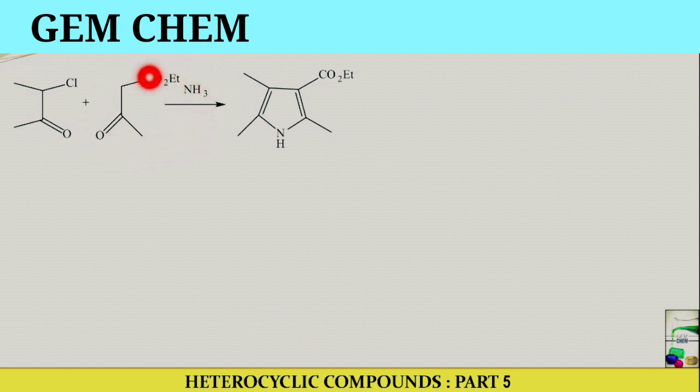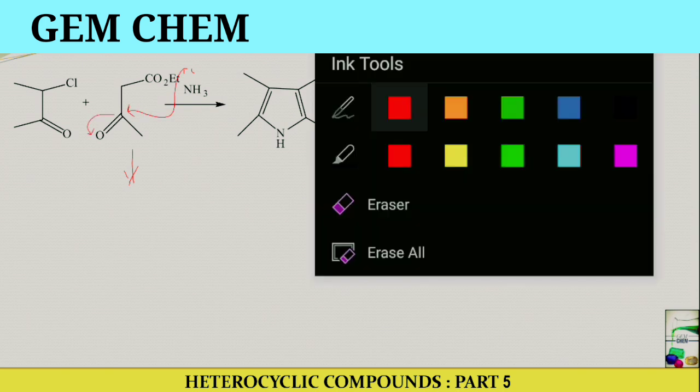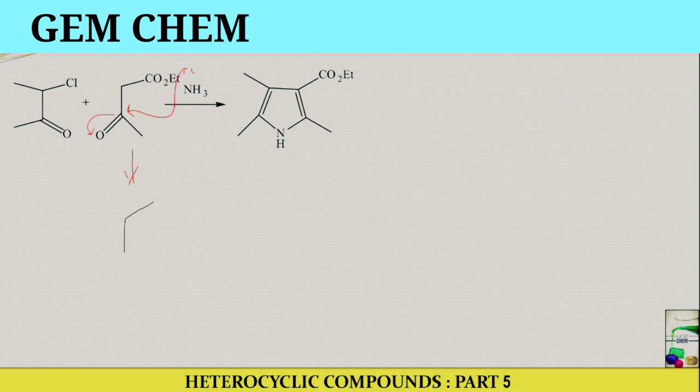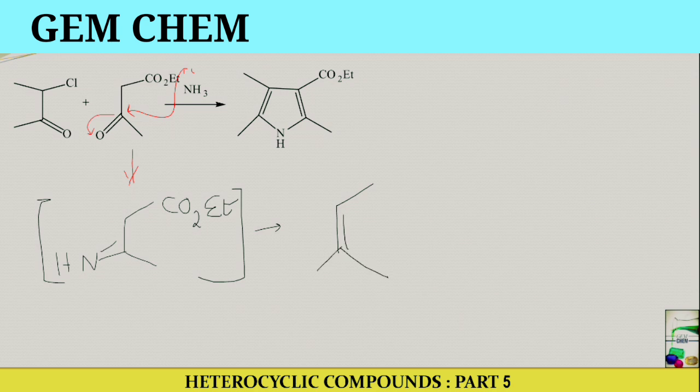On reacting, the lone pair present in nitrogen will attack the electron deficient ketone carbon, and we are going to obtain this particular substrate. Here we have NH, the methyl group and CO2Et. Now the alpha haloketone will react with the enamine which is now formed, that is NH2, and here we have the methyl group and CO2Et.